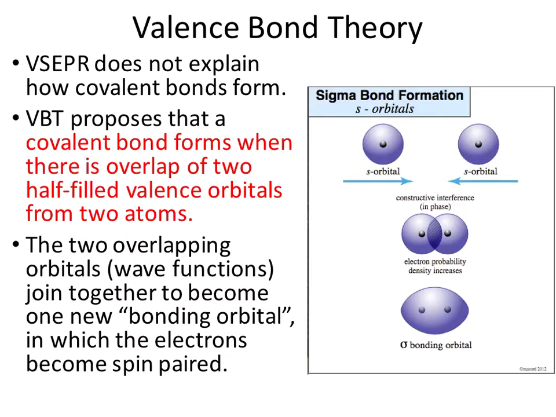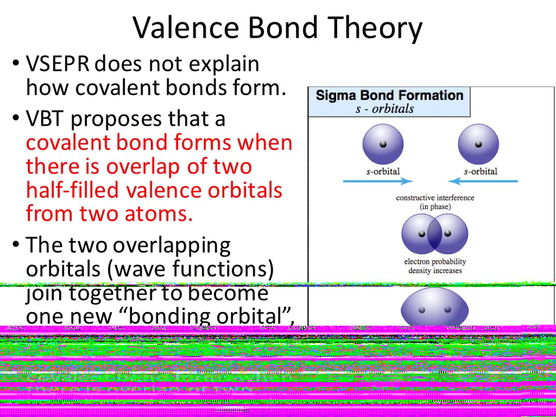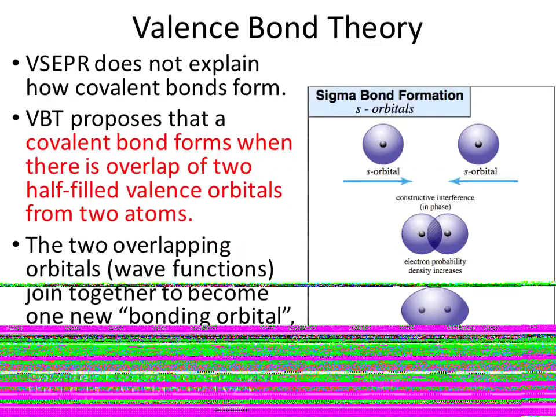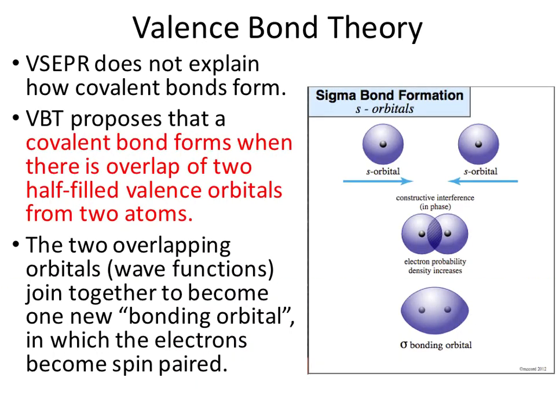So our new theory is called the valence bond theory, and this theory proposes that a covalent bond forms when there's an overlap of two half-filled valence orbitals. And that means half-filled being one electron with an upspin, one electron with a downspin. Now, the covalent bond is basically a volume of space between the two atomic nuclei where there's a high probability of finding the electrons that are involved in the bond.